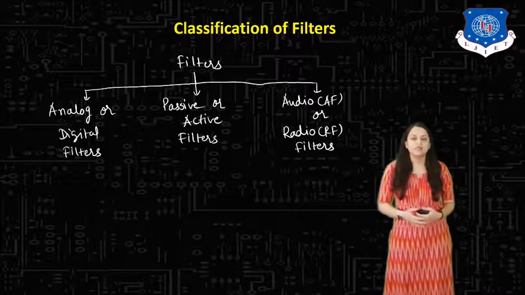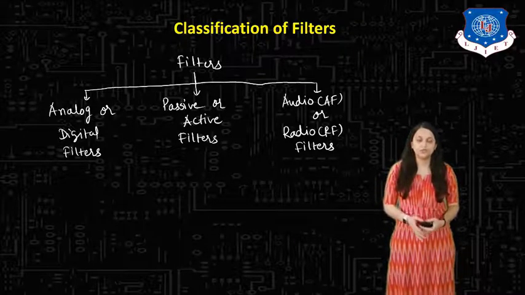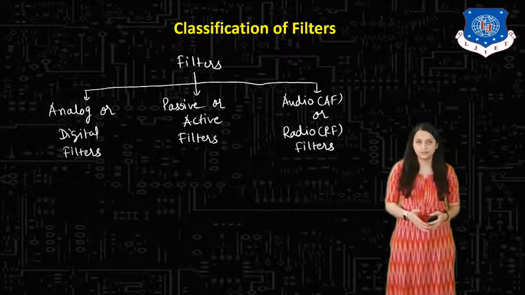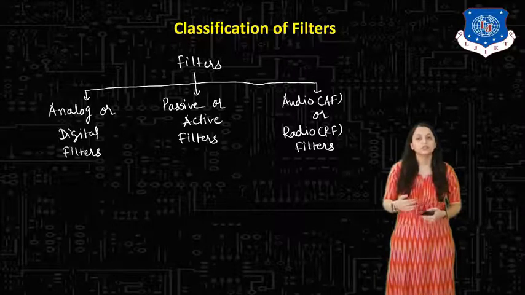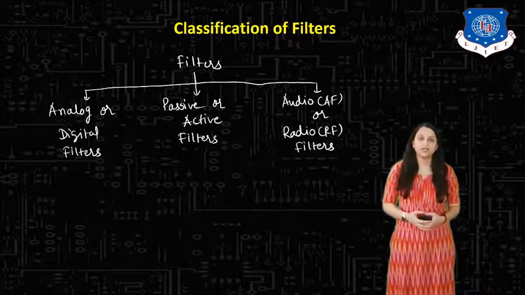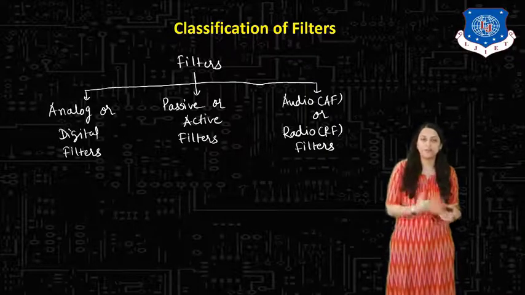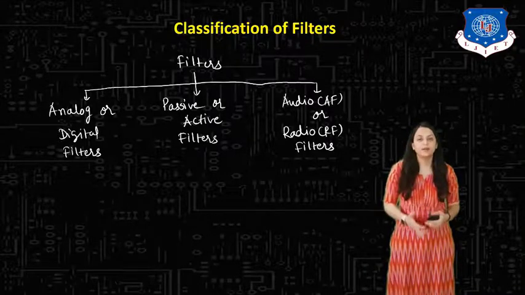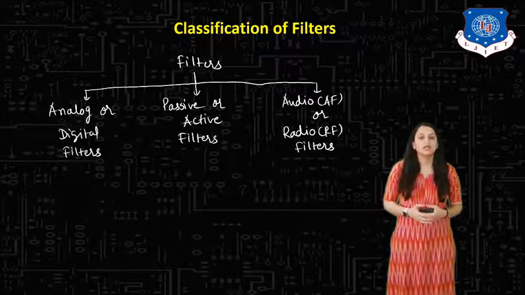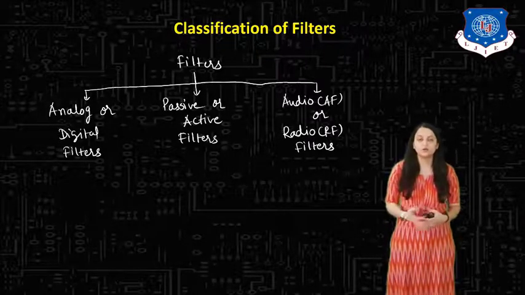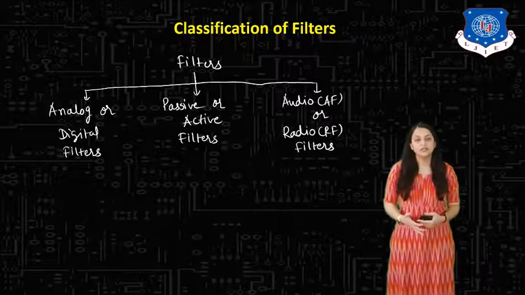Second one is passive or active filters. Based on the components used, they can be classified into these two types. If for the designing of the filters, passive components are used only, that means resistors, inductors or capacitors, then they are called passive filters. If active elements are used, some sources or some active devices like op-amp or transistors, then this kind of filters will be called active filters.